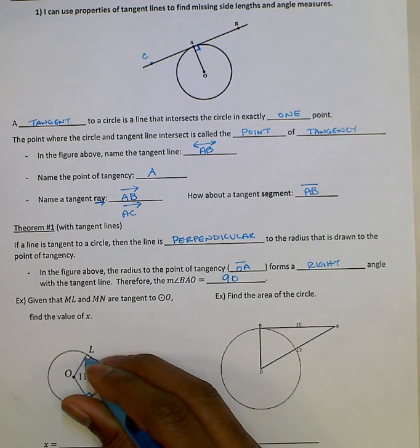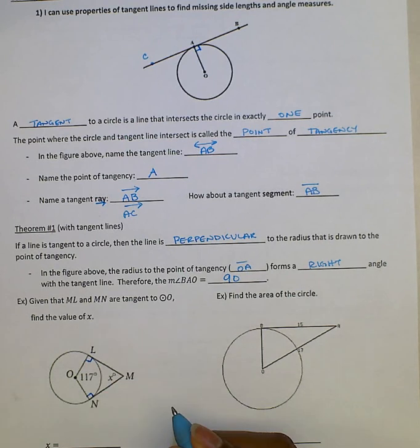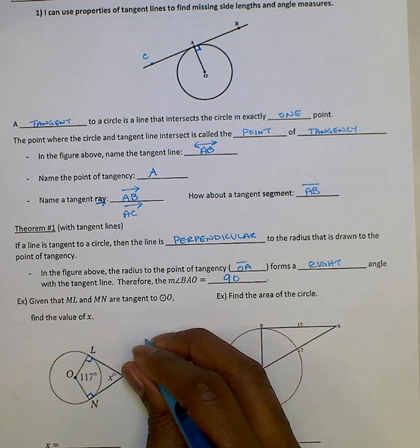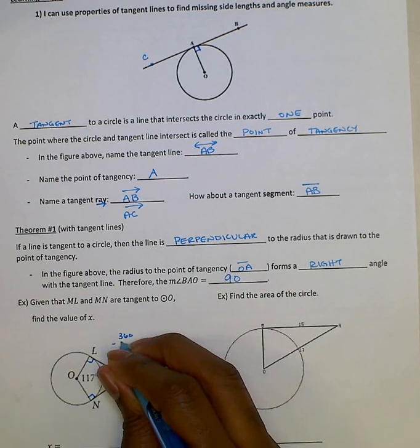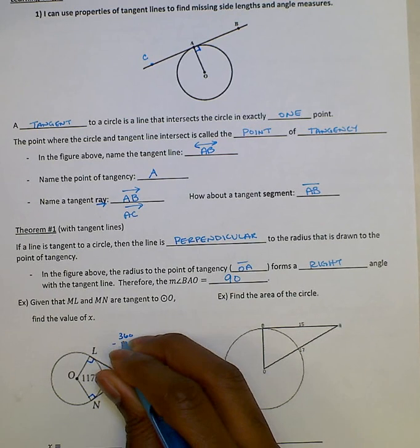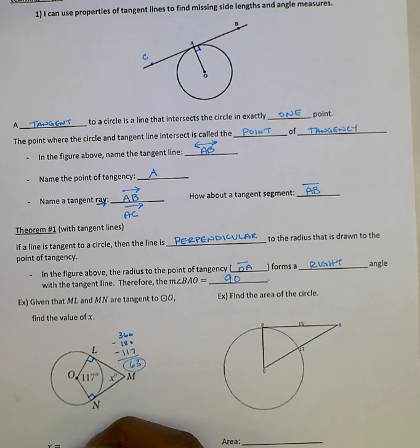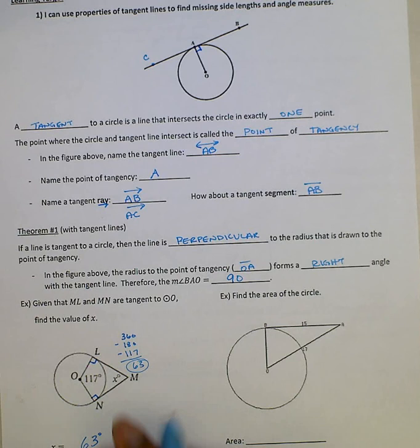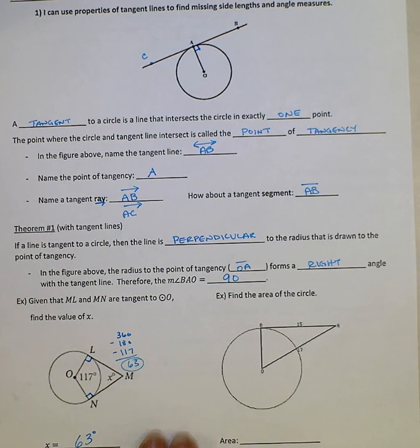So this figure OLMN is a quadrilateral. Quadrilaterals have 360 degrees in the interior. So 360 minus 180, that's the 90 plus 90, minus 117. So that gives us 63. So X is 63 degrees. And that's from us knowing that these tangent lines create perpendicular 90-degree angles with the radii drawn to them.